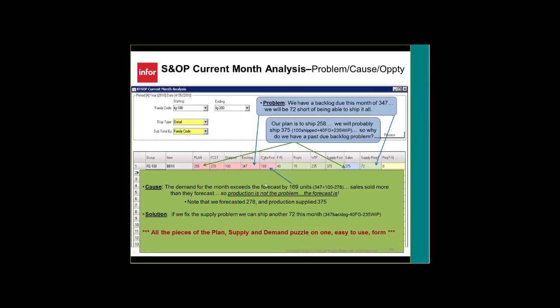We have a problem with forecast accuracy. We missed the forecast so far by 169 units, so sales sold a lot more than what we had forecasted, and that's what's ended up causing our problem. And the solution to that, of course, is that we're going to have to find a way to expedite these 72 units between now and the end of the month, or else we're going to have some past due items.